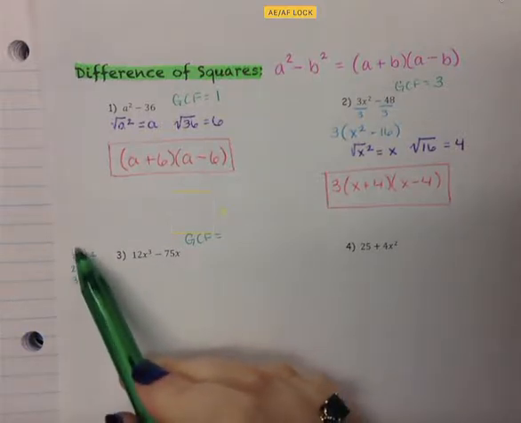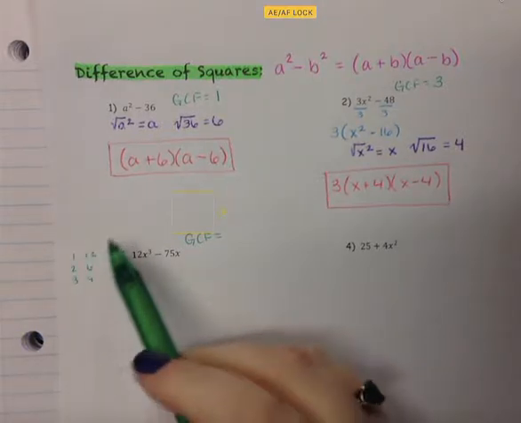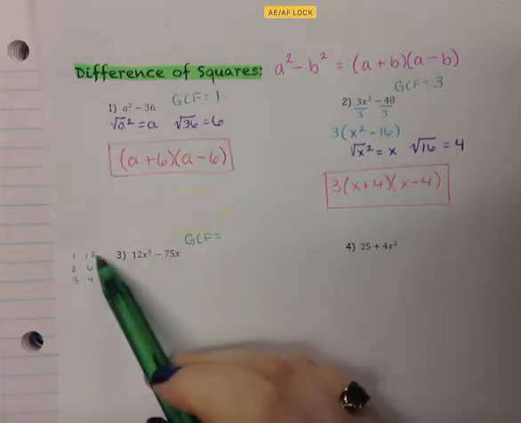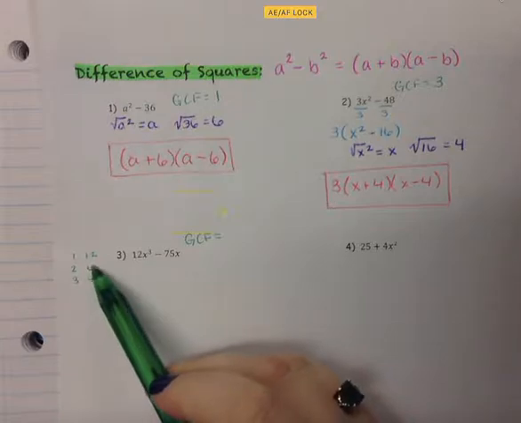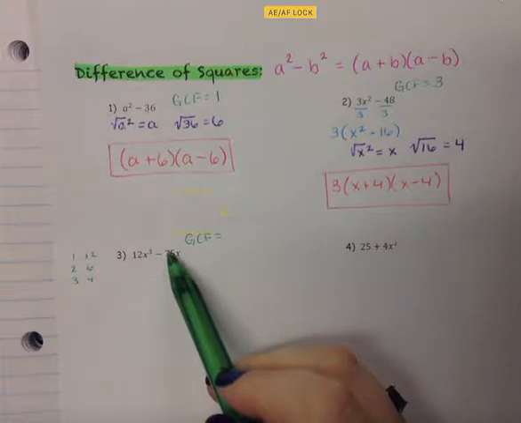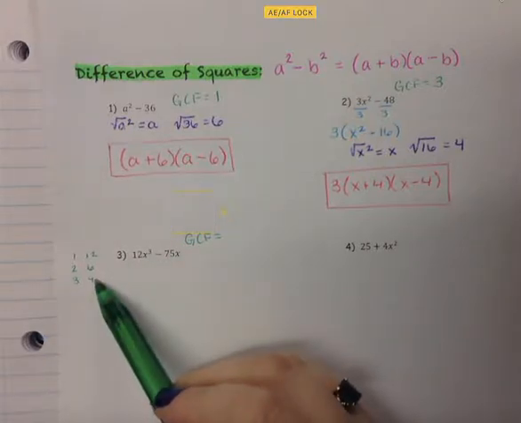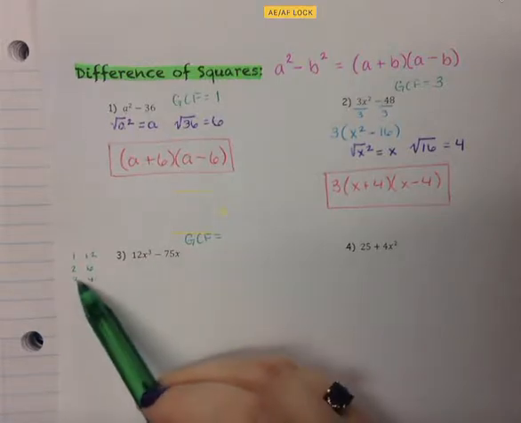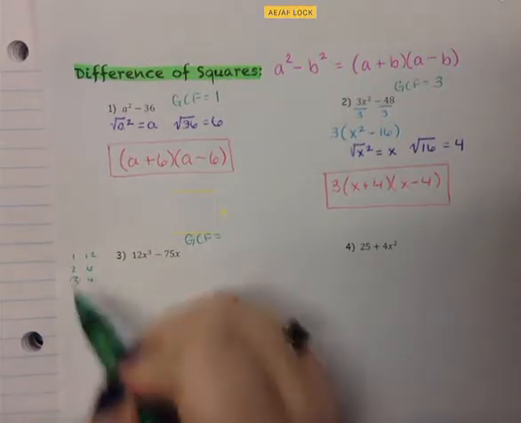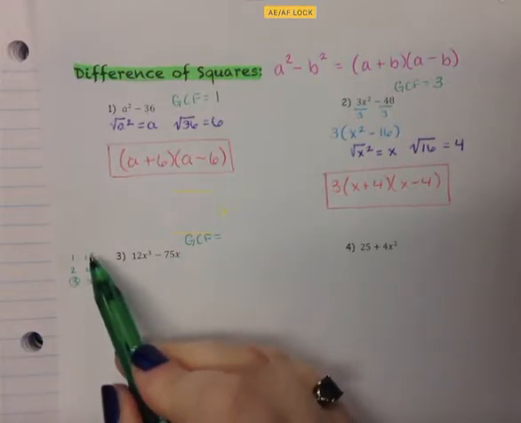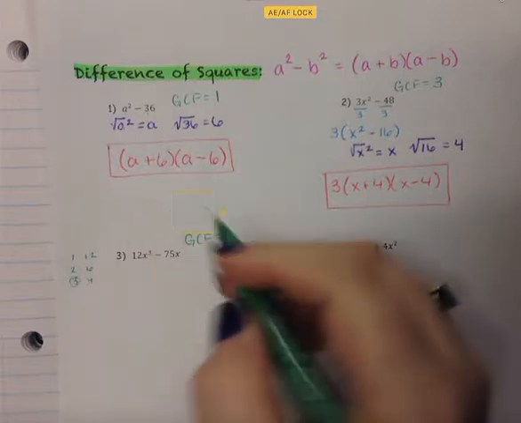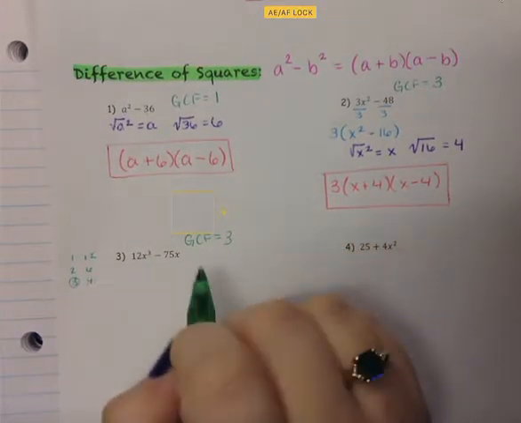I go in order so I can see the smallest all the way to the largest. 75 cannot be divided by 12, so this one is gone. 75 cannot be divided by 6, so 6 is gone. 75 cannot be divided by 4, so 4 is gone. 75 can be divided by 3, so 3 is our part of our GCF. Again, I went in order because I wanted the greatest number, so I went down in value as I kept going. So GCF right now has a 3.